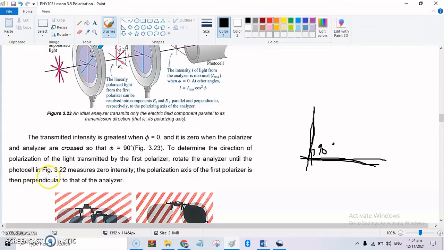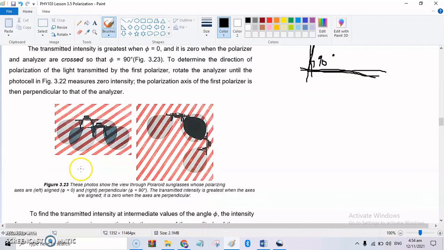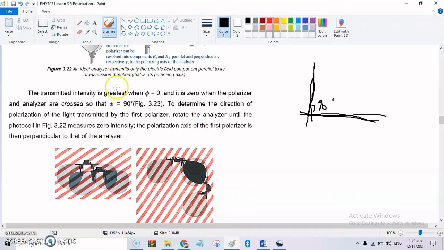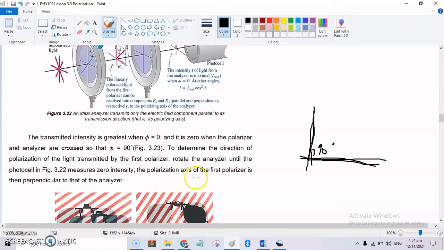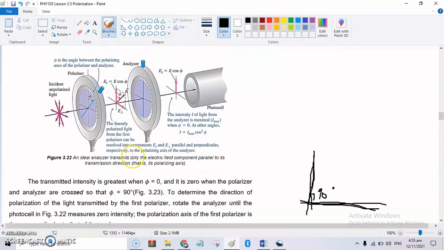To determine the direction of polarization of light transmitted by the first polarizer, rotate the analyzer until the photocell in figure 3.22 measures zero intensity. The polarization axis of the first polarizer is then perpendicular to that of the analyzer. To determine the direction of polarization of the light transmitted by the first polarizer, you need to rotate the analyzer until the photocell measures zero intensity.